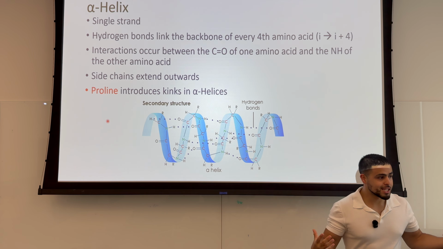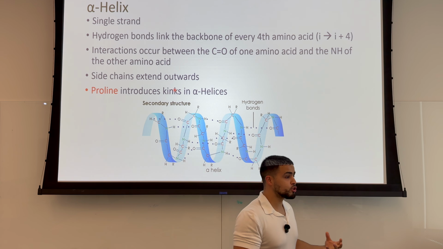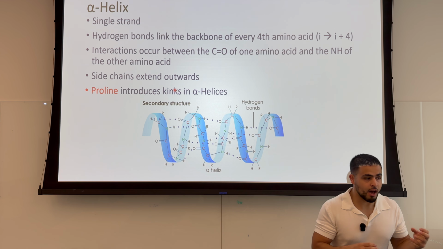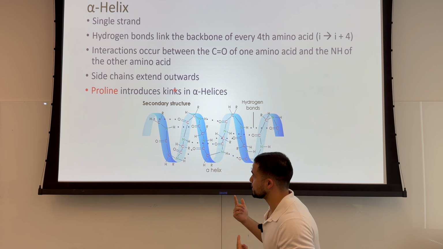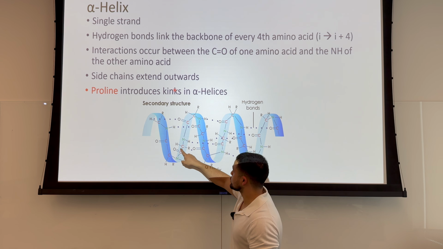And the way you form a secondary structure is via hydrogen bonding. So hydrogen bonds will link the backbone of every fourth amino acid. What does this mean? So let's say this is one amino acid right here. You count 1, 2, 3.